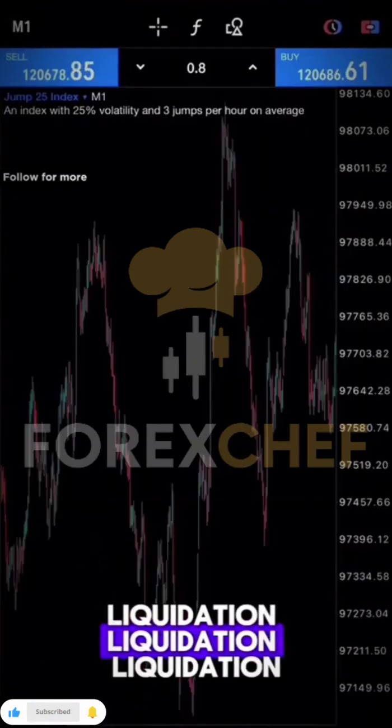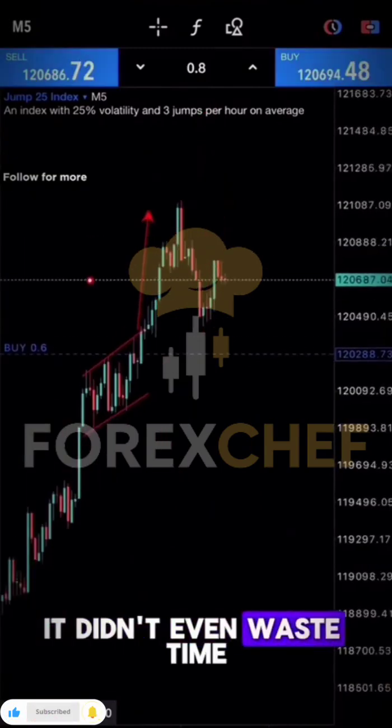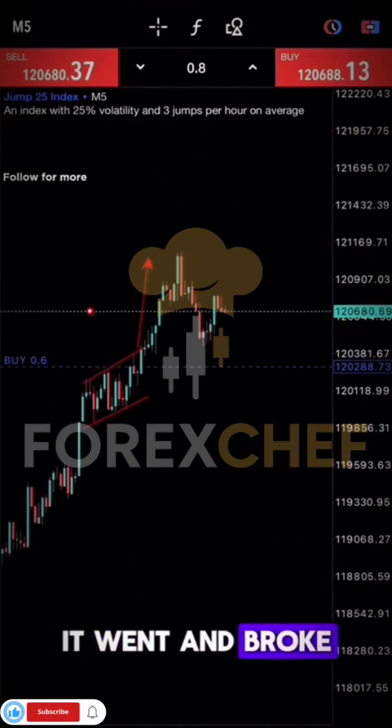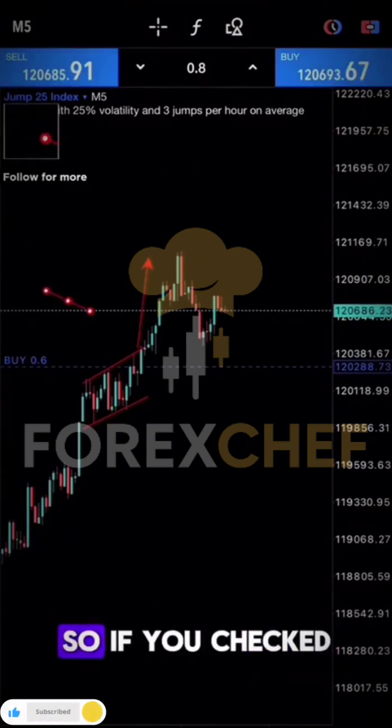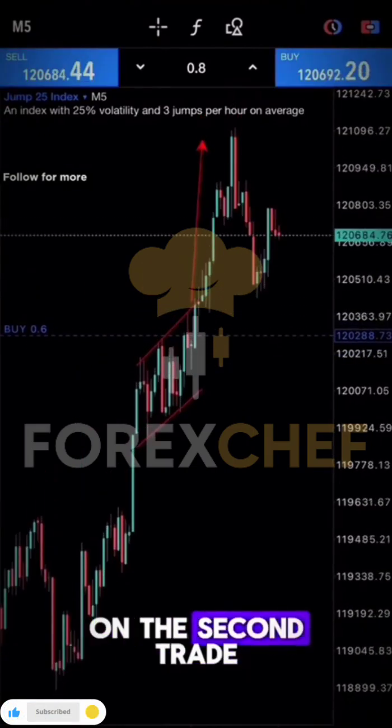Liquidation. It didn't even waste time. It went and broke the trend again, just like the first trade. So if you checked on the first trade, you'd see that the same thing happened on the second trade.